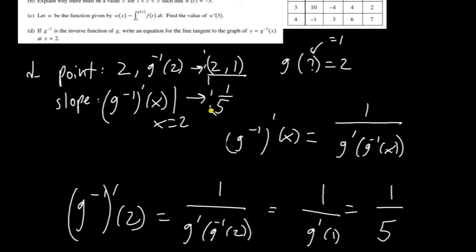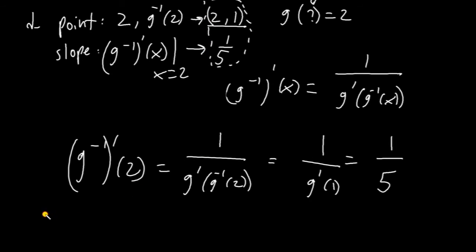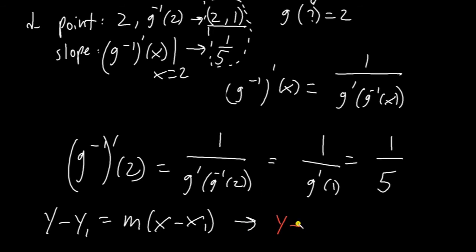So now we have our point, we have our slope, we can write our equation now. All we need to do is remember the point-slope form, which is y minus y1 equals m times x minus x1, where m is this, and x1 comma y1 is 2 comma 1. Okay, so plugging that in to get our final answer, we'll have y minus, so y1 is 1, equals m is 1/5 times x minus, and then x1 is 2.